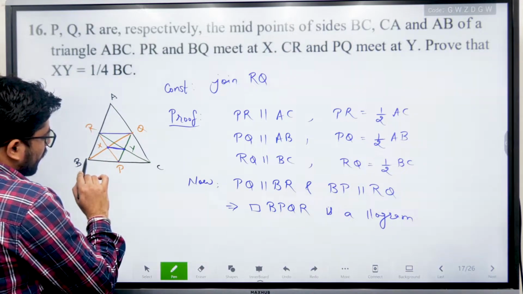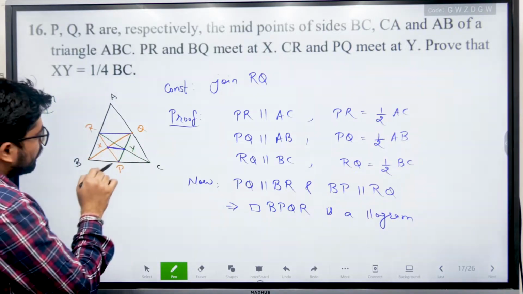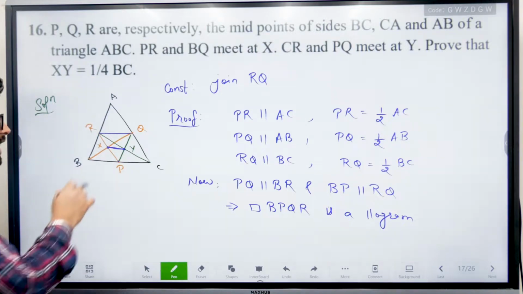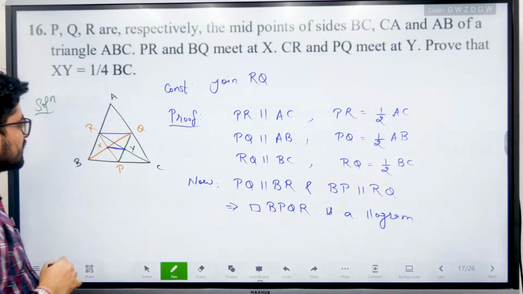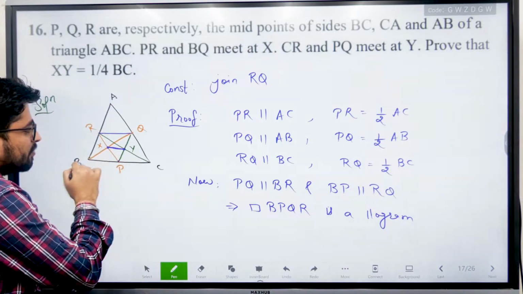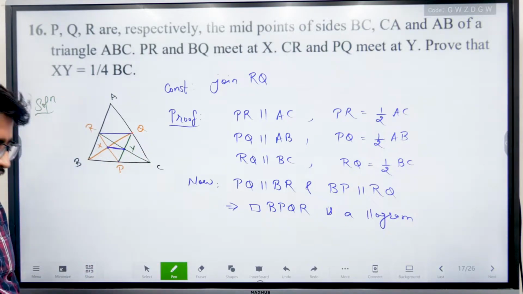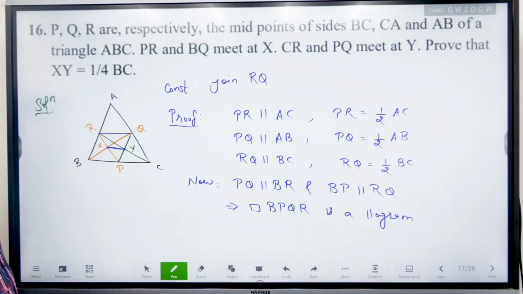Now sir, this is what? BQ is the diagonal. PR is what? PR is the diagonal of your parallelogram. And X is what? X is the point of intersection of your diagonals. So you can say this X is the midpoint of your BQ. Yes, because we know diagonals bisect each other. Got it? Diagonals bisect each other.